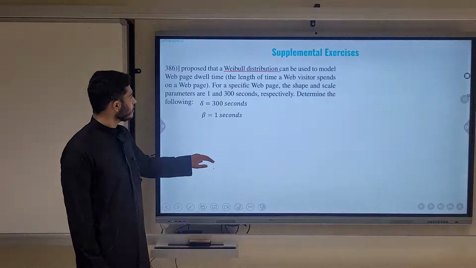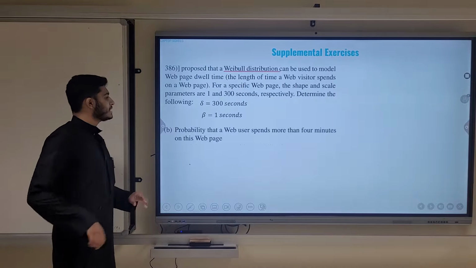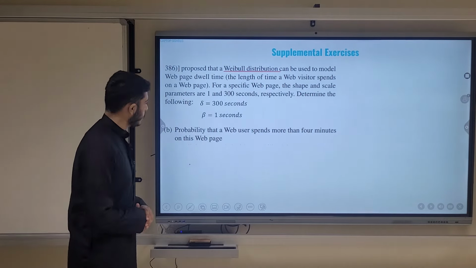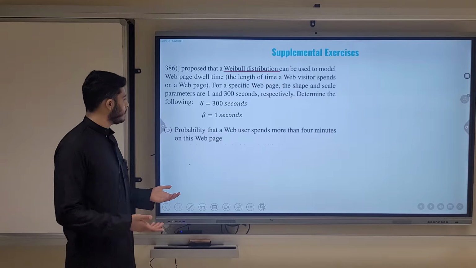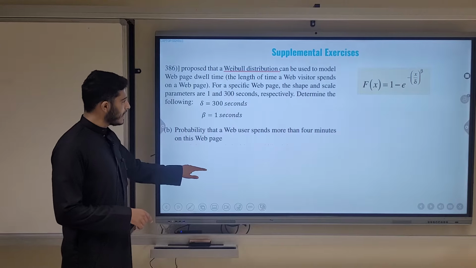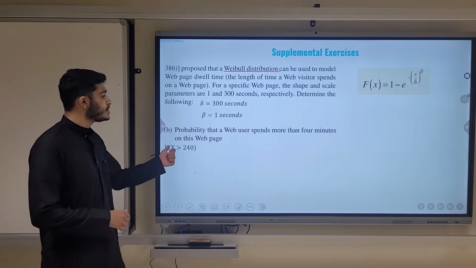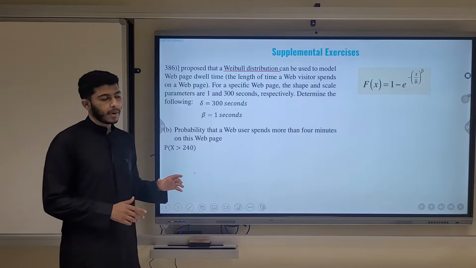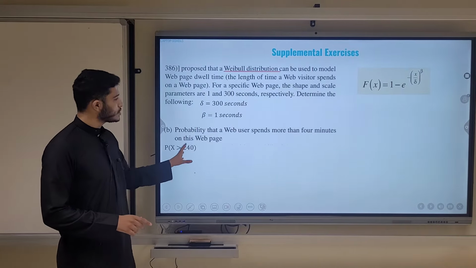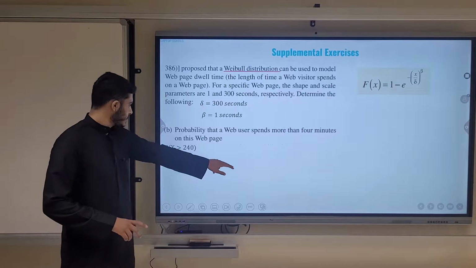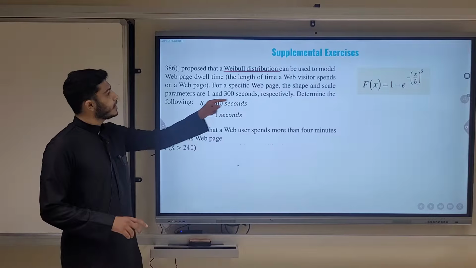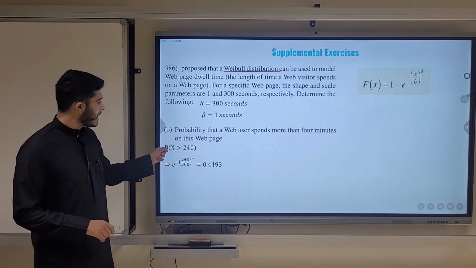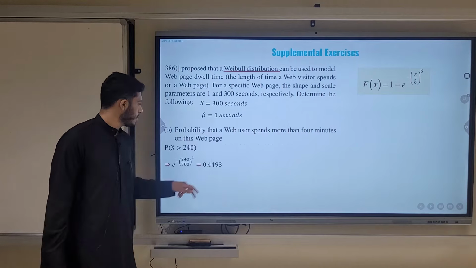You end up with this answer at the end. Next one: the probability that a web user spends more than 4 minutes on this web page. So probability of X greater than 240. We changed the 4 minutes into seconds because the parameters we are given here are in seconds. Bear in mind, you can change them into minutes, or you can change this one into seconds. I chose to change this one into seconds. So with this, we can easily solve using the CDF for the Weibull distribution. Of course, after we make this one cumulative, we should end up with this answer at the end.